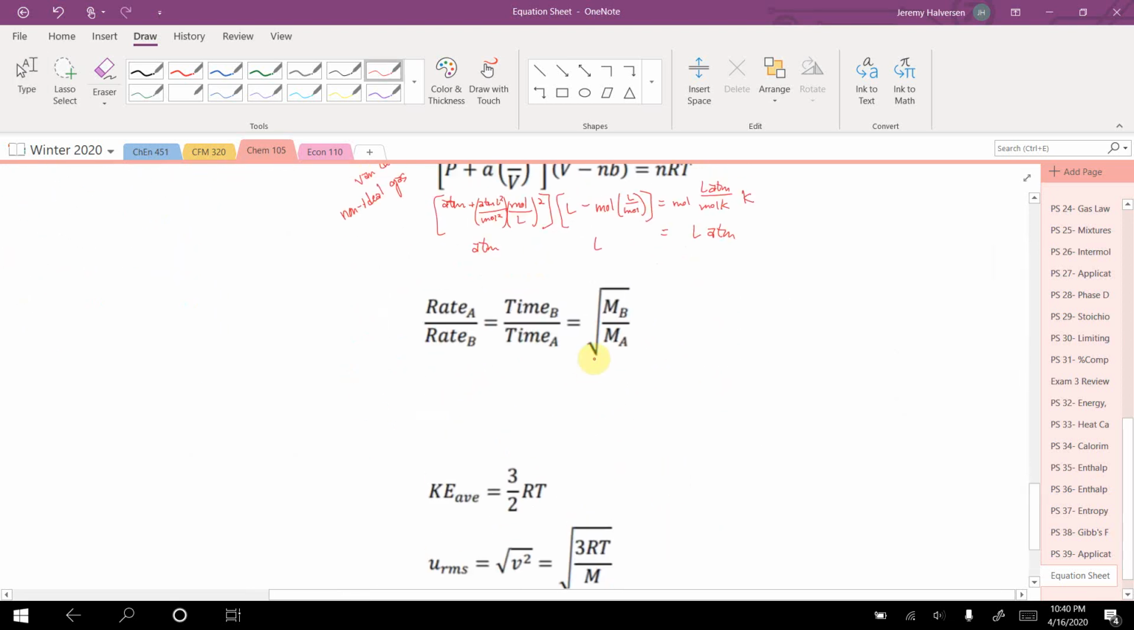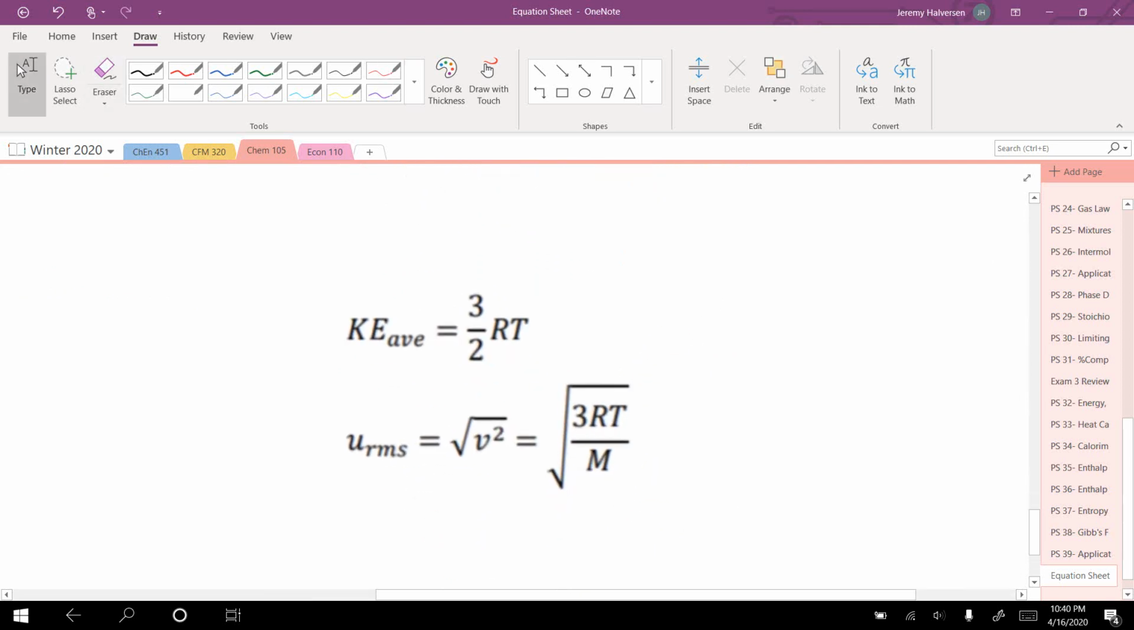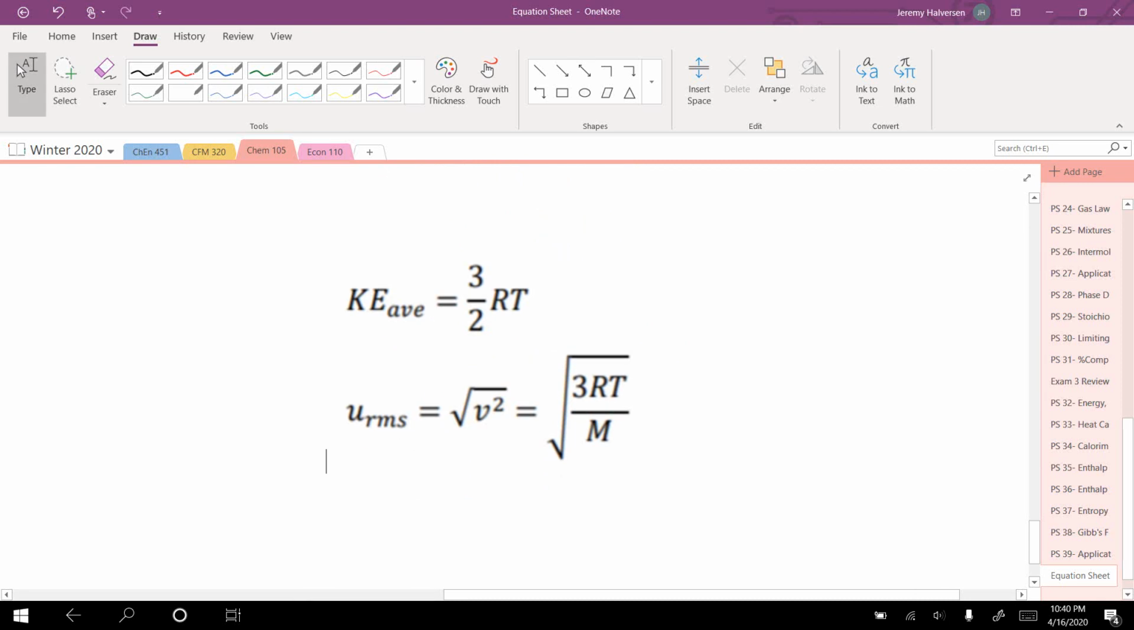Okay, so before I talk about this equation, I'm going to jump down and talk about this one. This is the root mean square speed of a gas. So basically we take the velocity of all the gas particles, we square them, we take the average of those squared values, and we take a square root of that. And for a gas, that comes out to the square root of 3RT over M.